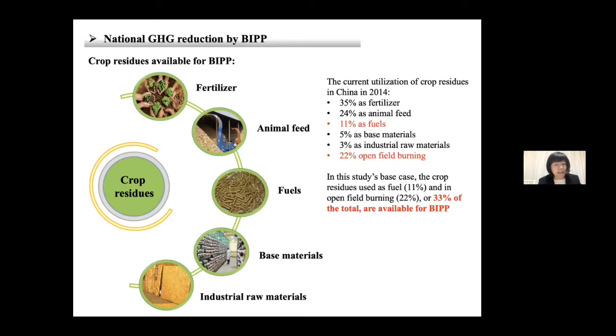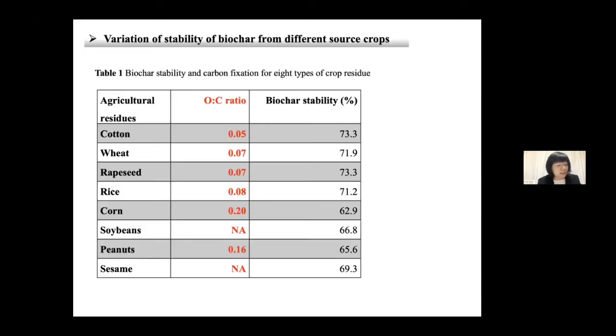So in our base scenario, we assume the crop residue used as a fuel 11% and burned in the field 22%. Together, 33% of all crop residues are available for our BIPP system. And to ensure that this study can estimate comprehensively the reduction in national greenhouse gas emission, 8 typical agriculture residues in China have been considered.